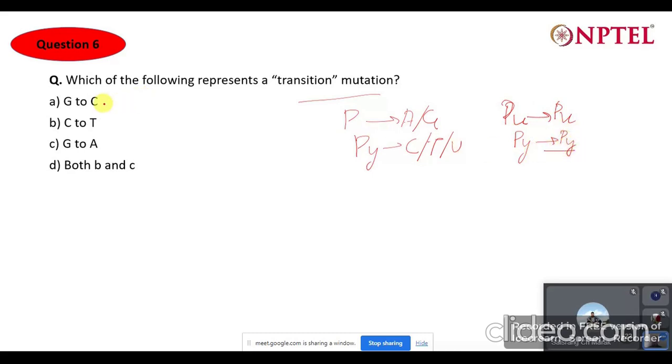Here in the options, when G is exchanged to C, a purine is exchanged to a pyrimidine, so it is not a transition mutation. Then C to T, a pyrimidine is changed to a pyrimidine, hence it is a transition mutation. And G to A, a purine is changed to a purine, hence it is also a transition mutation. So both options B and C are correct.